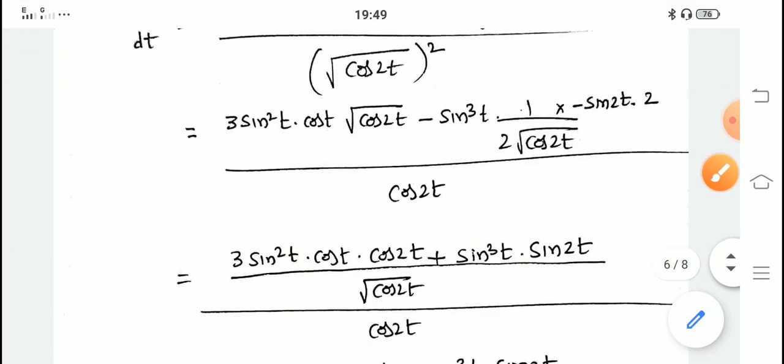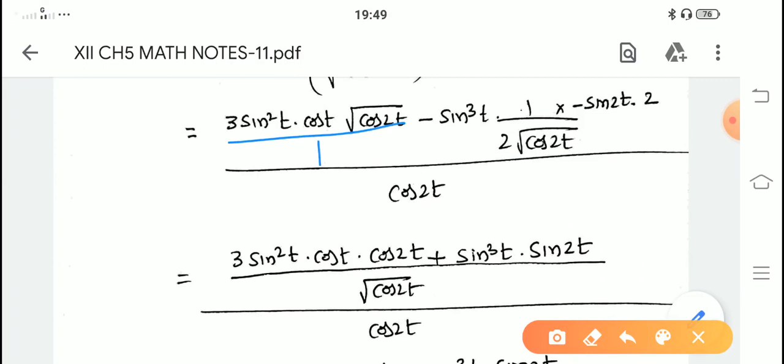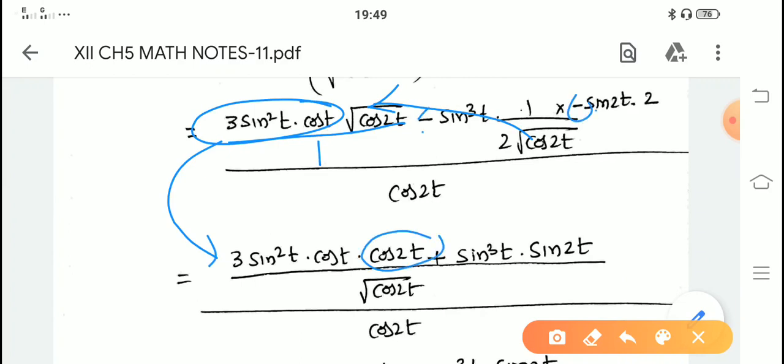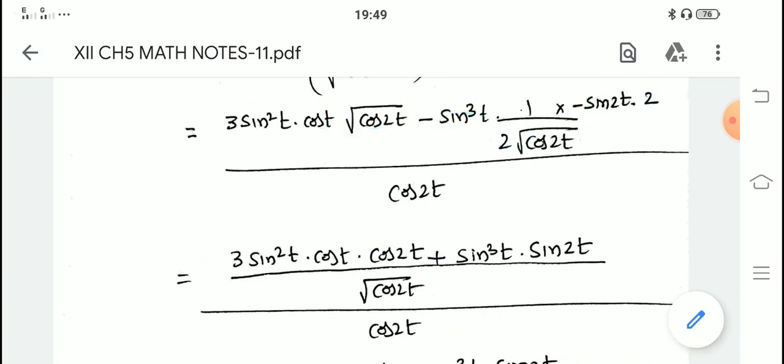Then after the simplification, take it as 1. Then root into root cos 2t is 3 sin square t cos t as it is. Root into root is cos 2t. Minus into minus, see, this is 1 minus, this is 1 minus. Plus sin cube t sin 2t. 2 gets cancelled. Okay, root cos 2t by cos 2t. Then next what will happen?